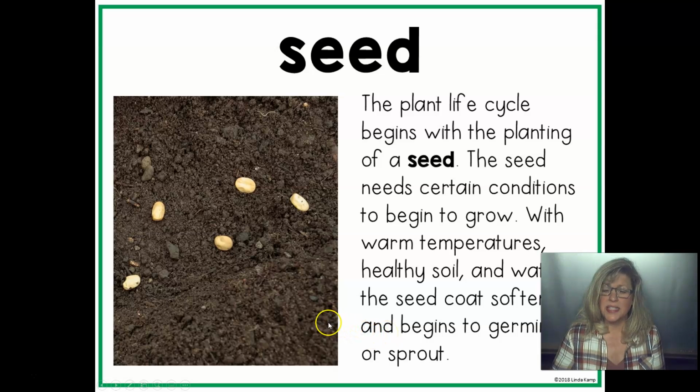So starting with the seed, the plant life cycle begins with the planting of a seed. The seed needs certain conditions to begin to grow. With warm temperatures, healthy soil, and water, the seed coat softens and begins to germinate or sprout.